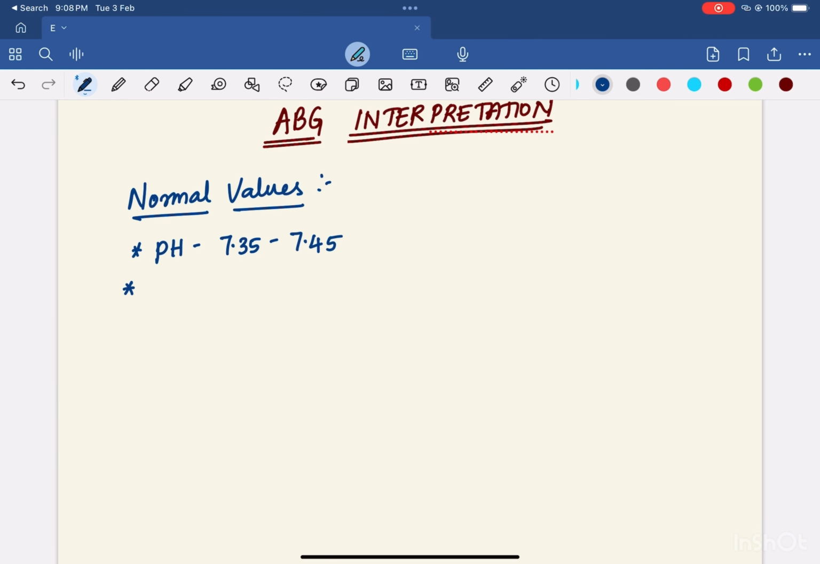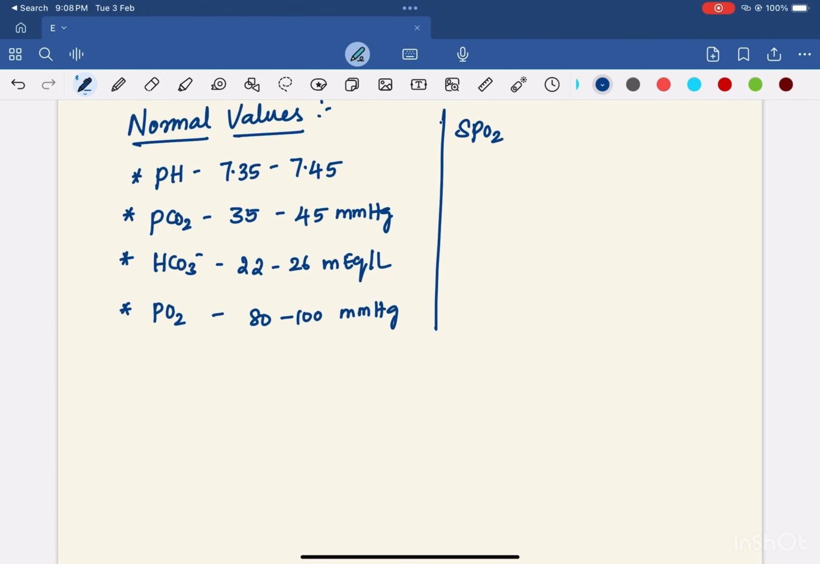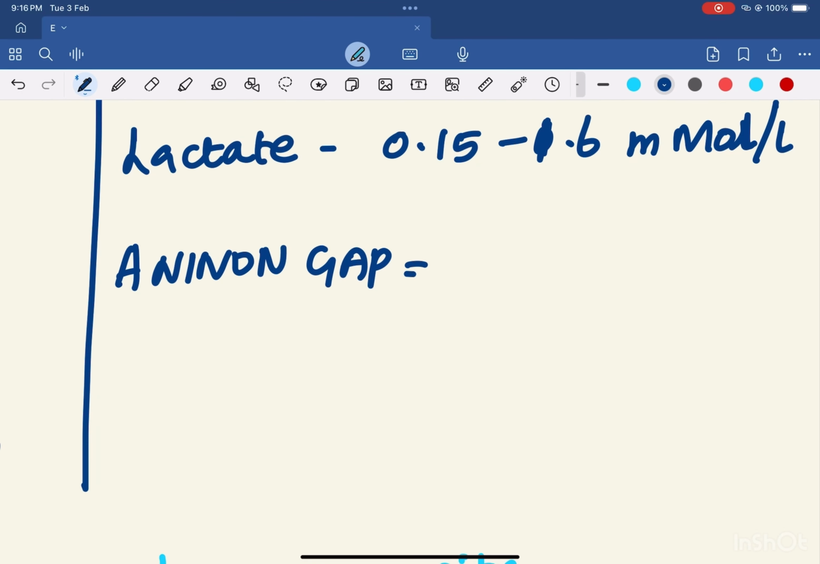So we'll see the normal values here. pH 7.35 to 7.45, PCO2 35 to 45. Then bicarbonate, which is 22 to 26 milliequivalent per liter, and oxygen is 80 to 100 mmHg. These are the four important values you must know, you must remember. Then SpO2, every student knows that, 95 to 100%, and lactate 0.15 to 1.6.